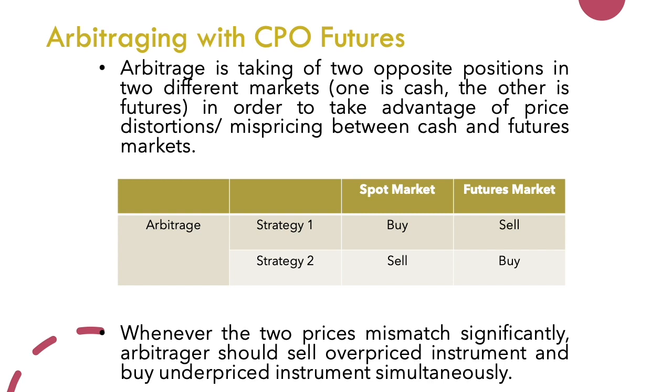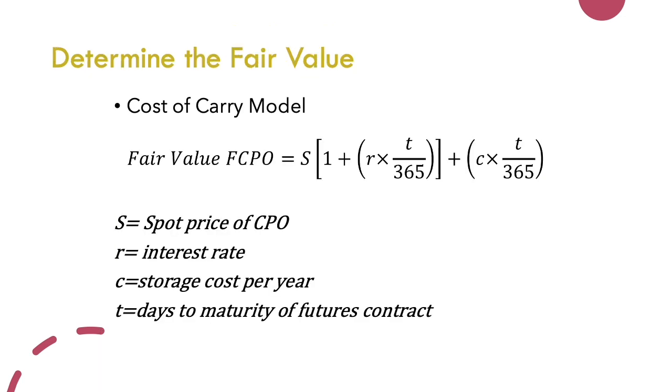So arbitrage involves both markets, spot and futures market, and the arbitrager takes two opposite positions simultaneously. Whenever the two prices mismatch significantly, the arbitrager should sell the overpriced instrument and buy the underpriced instrument simultaneously.